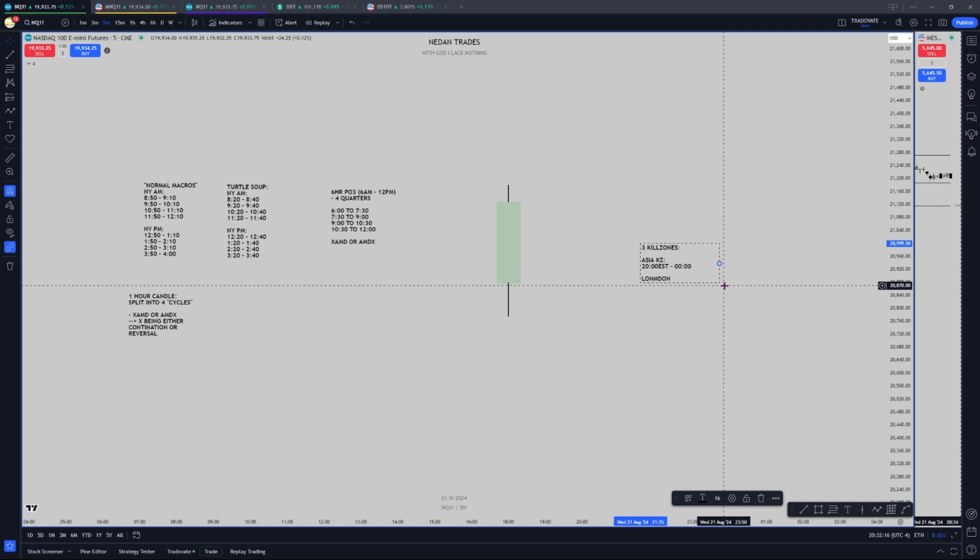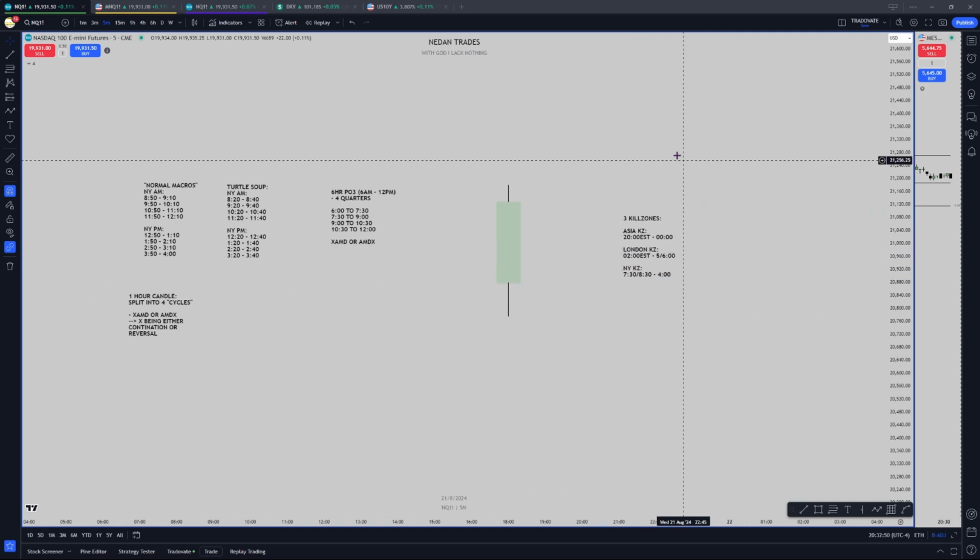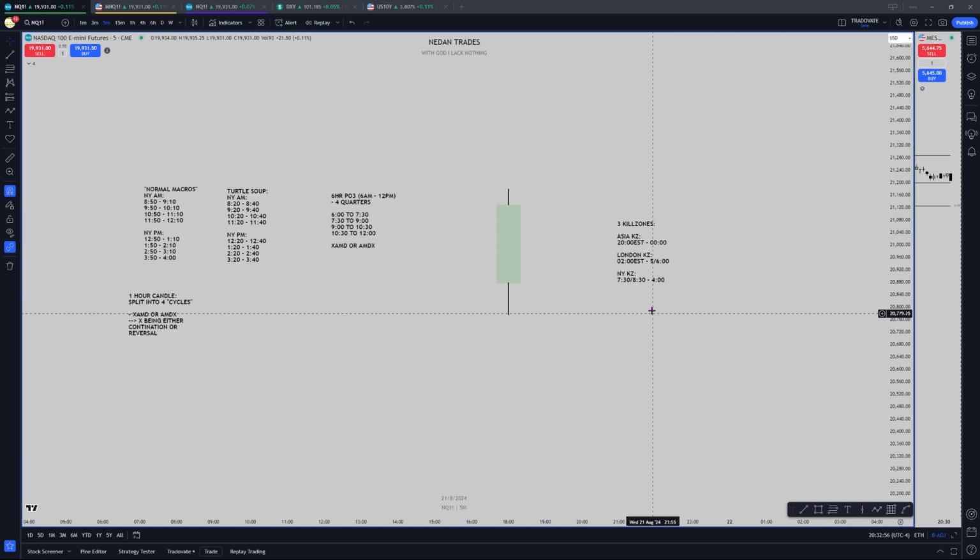And then you're going to have your London Killzone, which will be from 2 a.m. Eastern time to, it's either 5 or 6, I'm pretty sure, Eastern time. And then your New York Killzone for indices, which is either 7:30 or 8:30 to 4 p.m.